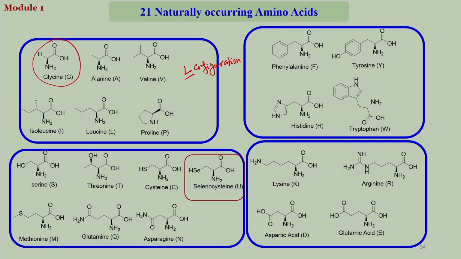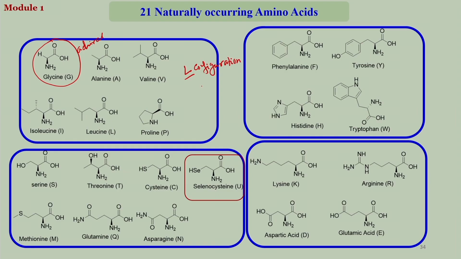Glycine is achiral. All the other amino acids are chiral amino acids. Glycine is achiral because it does not have a chiral center. All other amino acids have a chiral center, and all of them have L configurations. Naturally occurring amino acids have L configurations, and the nomenclature of course came from glyceraldehyde.